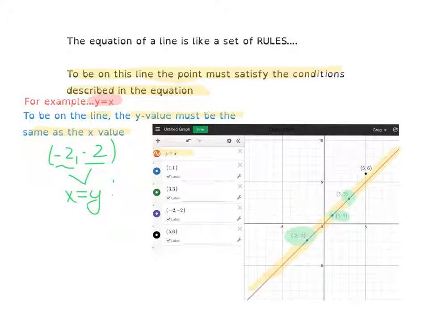Now if we look at a point where the x value and the y value are not the same, maybe right here at 5, 6, the x value and the y value are not the same, so that's why the point is not on the line, because it doesn't follow the rules. If I wanted to add a point that wasn't here, let's say the point with an x value of -5, if it was going to be on this line, the y value has to be -5, because that's what the rule says.